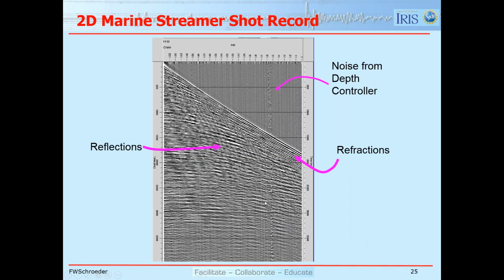This is an example of the shot record. This is the raw data that we get in a marine situation. Here is two-way travel time in milliseconds. So this would be 1 second two-way travel time. This would be a half. This is the receiver number, which is also equal to the distance behind the boat.